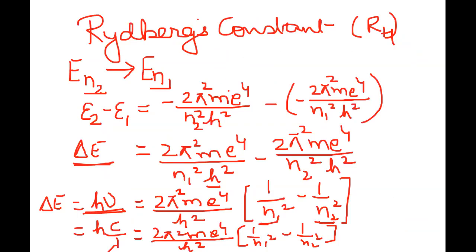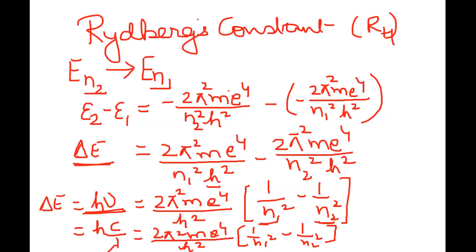Okay, children, so this was related to Rydberg's constant. Maybe in the next class we will do the de Broglie's relation in the next video, the de Broglie's relationship and Heisenberg's uncertainty principle. I hope this is okay with you.